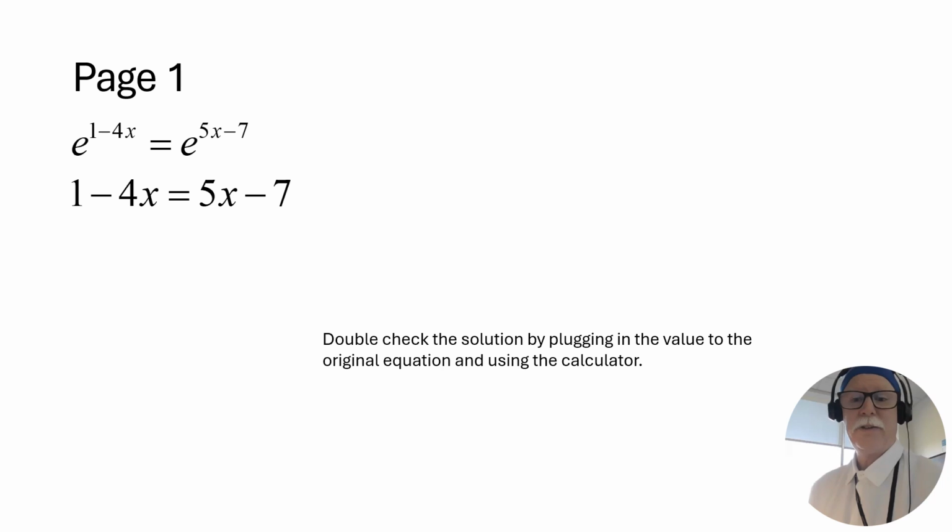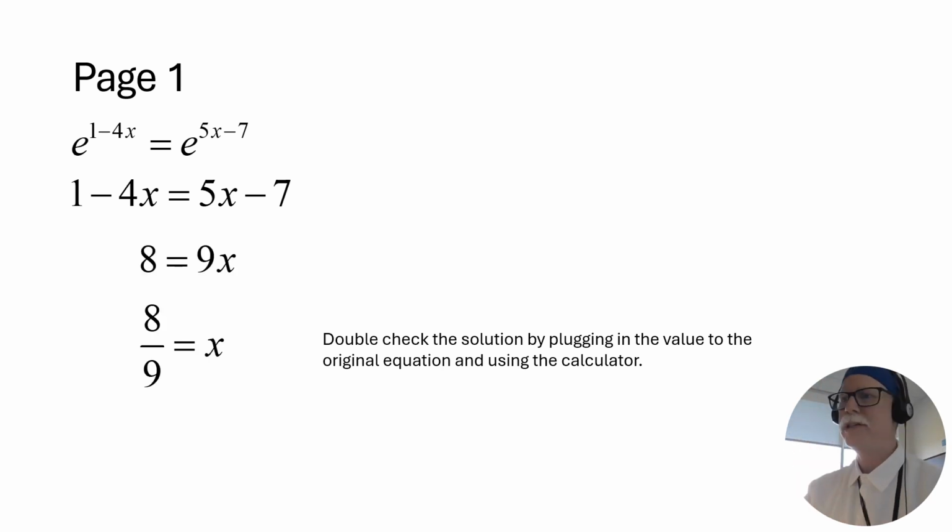That lets me do this. 2 to what power equals 2 squared? If the bases are the same, the exponents are the same. And I just got a pretty straightforward linear equation. I'm going to add the 4, add the 8, get that, divide by the coefficient 9, answer.